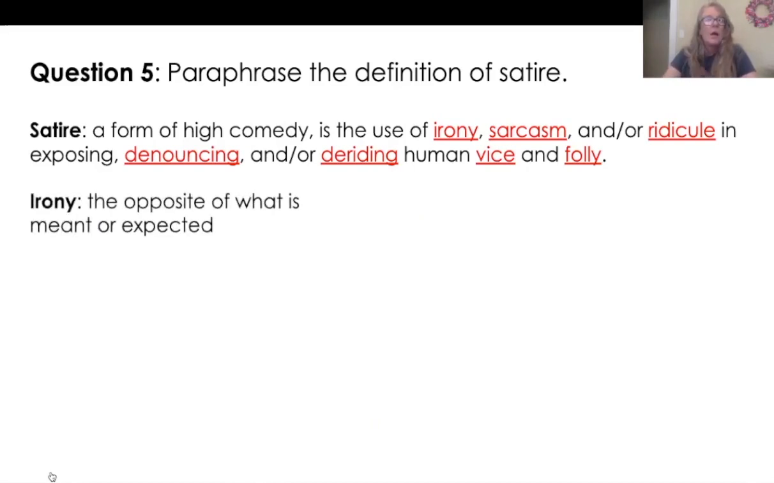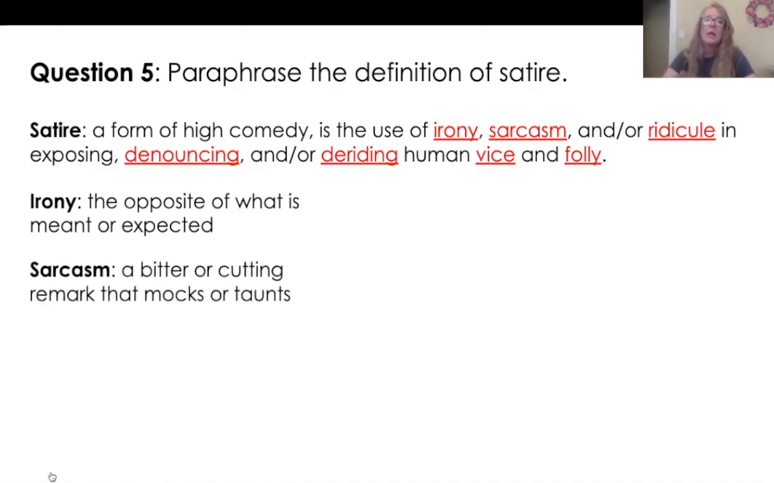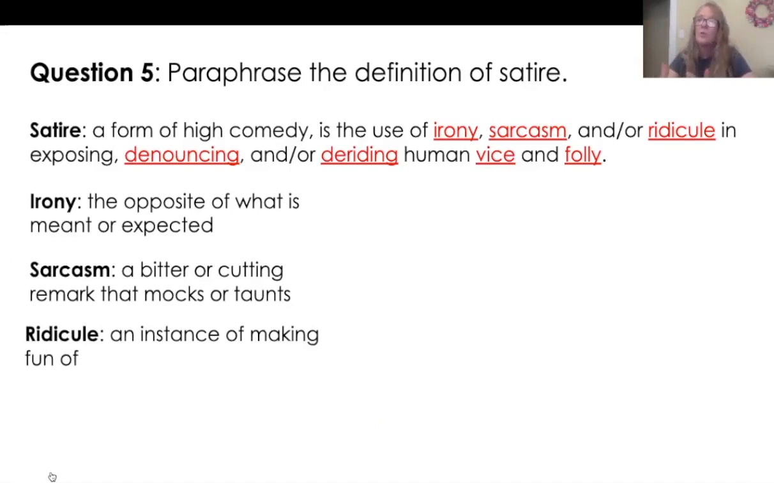So irony. Irony is the opposite of what is meant or expected. Okay, and there are 3 types of irony, but overall irony is we expect one thing, we get something else. That's what makes it funny. Sarcasm is the bitter or cutting remark that mocks or taunts. Makes fun. So sarcasm, right? It's that verbal irony. It's like, oh, it's a super nice day when it's raining cats and dogs. Let's see, ridicule is an instance of making fun of. So if you ridicule someone or something, you're making fun of it.